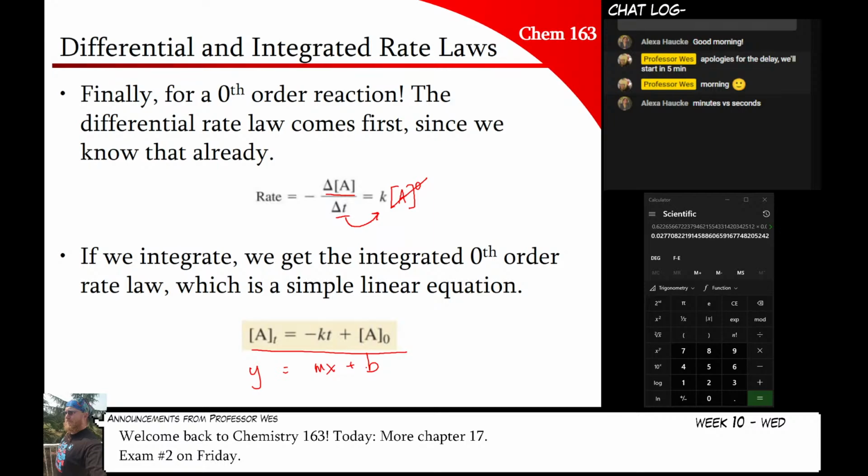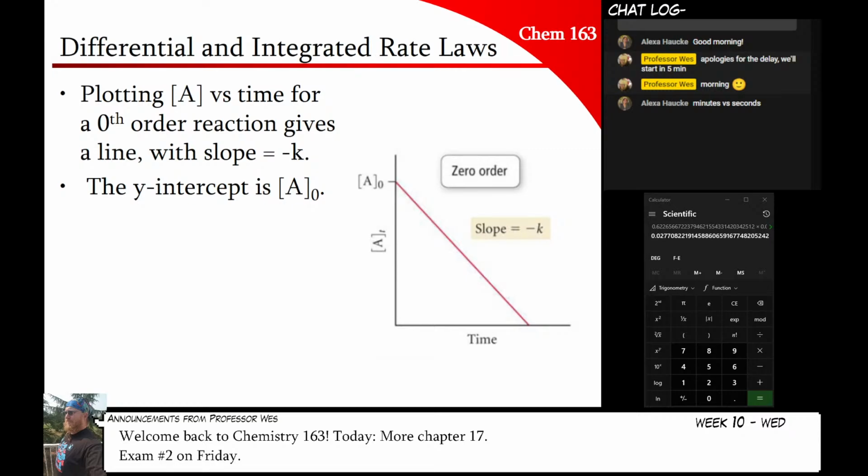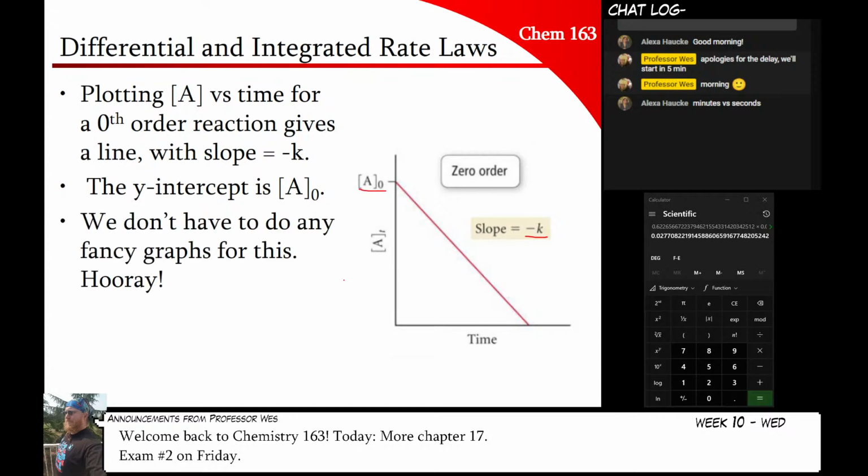So if you plot your concentration versus time, and you get a line that eventually just crashes straight into the x-axis, your reaction is zero order. The slope is negative, so for the rate constant, you'll have to flip the sign on it, and the y-intercept is just whatever you started with. And there's really not much to do there.